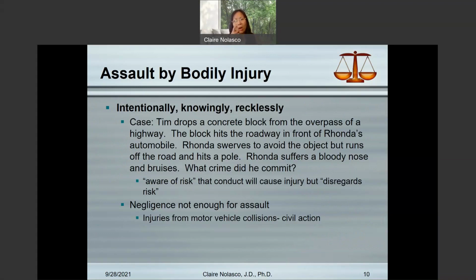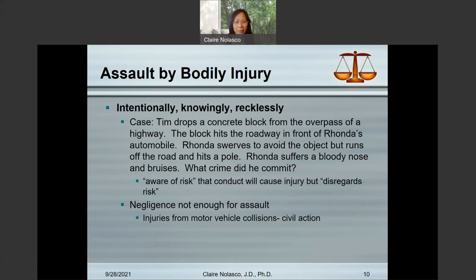Tim drops a concrete block from the overpass of a highway. The block hits the roadway in front of Rhonda's automobile. Rhonda swerves to avoid the object, but runs off the road and hits a pole. Rhonda suffers a bloody nose and bruises. What crime did he commit?